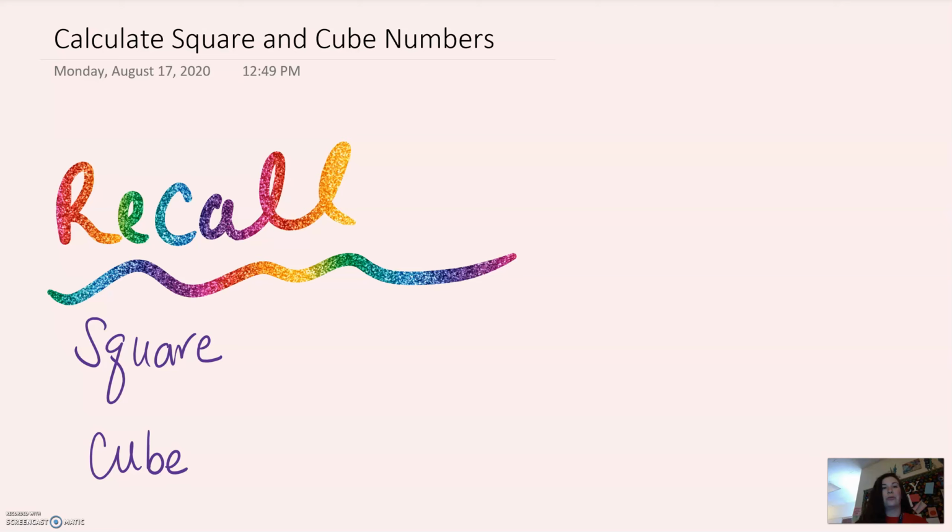Today we are going to talk about calculating square and cube numbers. Let's get started. Alright, so first things first, let's do some recall. Take a moment, remind yourself, what does it mean to square something, and what does it mean to cube something? Take that moment, think about it, write it down.